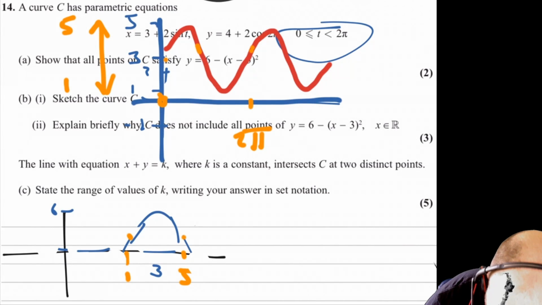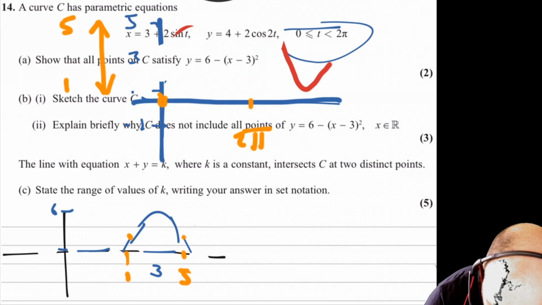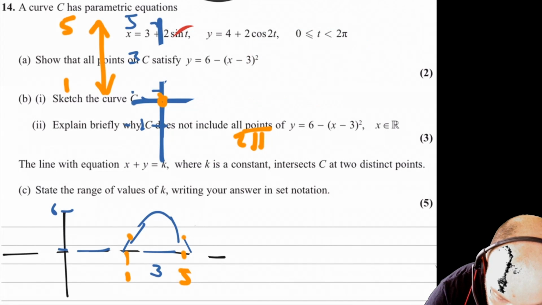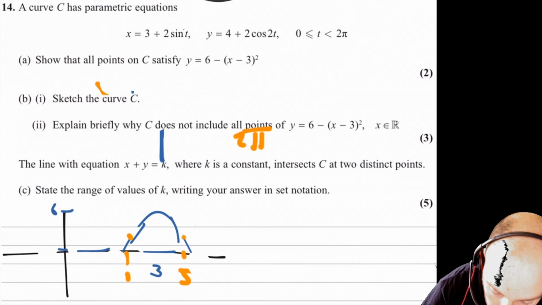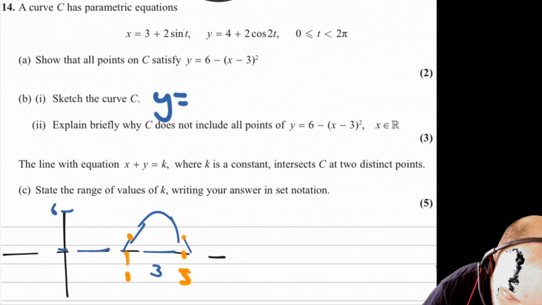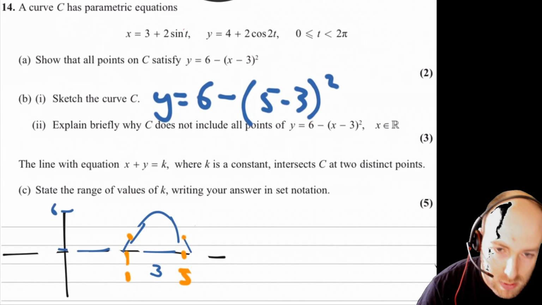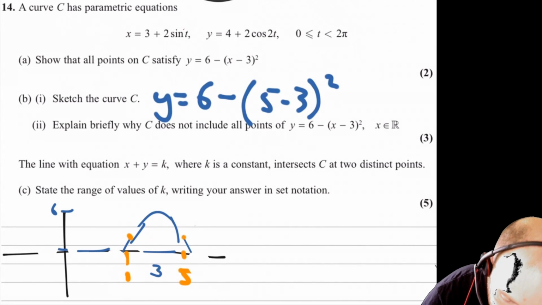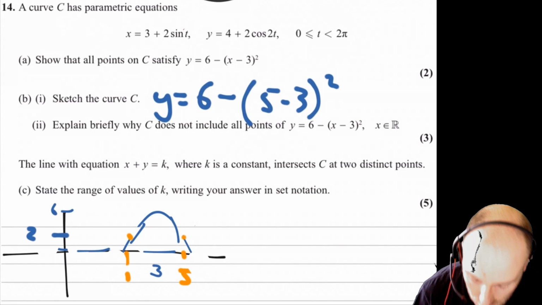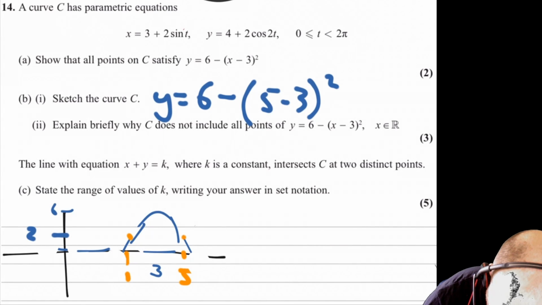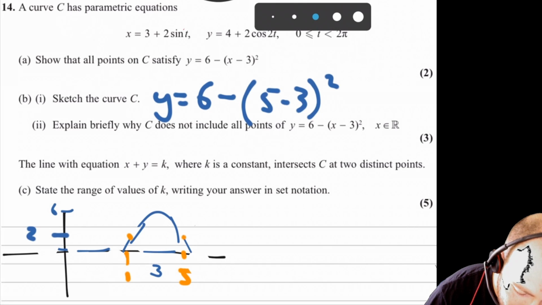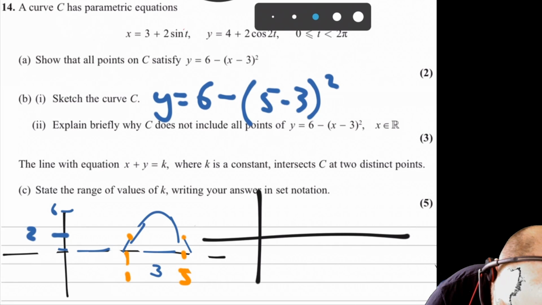So put 5 into the y equation as x. Get y equals 6 take 5 minus 3 squared. 5 minus 3 squared is 2. 2 squared is 4. 6 take 4 gives me a y value of 2. So that is what my graph should look like.